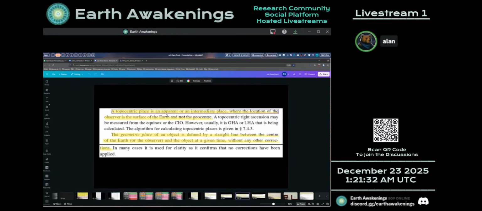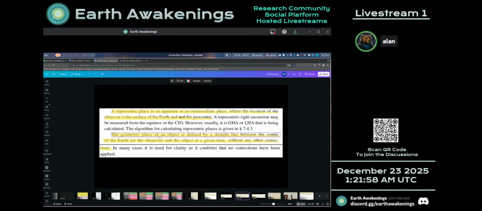Anyway, the topocentric place is the apparent or intermediate place where the location of the observer is on the surface of the Earth, not the geocenter. The topocentric right ascension may be measured from the equinox or the CIO, and the geometric place of the object is defined by the straight line between the center of the Earth, or the observer, and the object at any given time without any other correction.